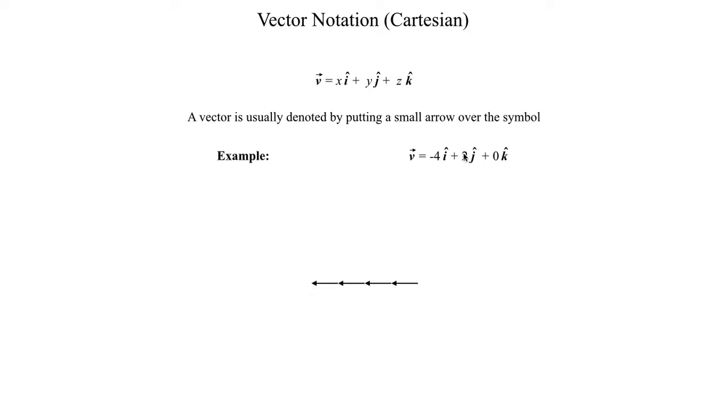And I still have a positive number out in front of the j hat, so that means I've got a vector that extends 2 units, whatever those might be. Here we're going with just unitless numbers, but these could be units like meters per second if it's velocity or newtons if it's force. But this would be a vector that extends 2 units in the positive y direction. So that would give us something like this.